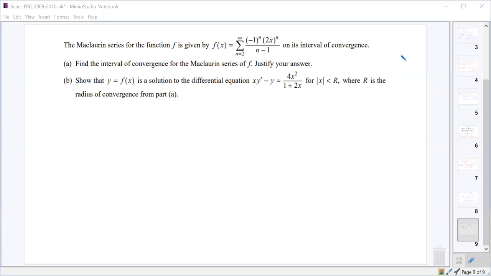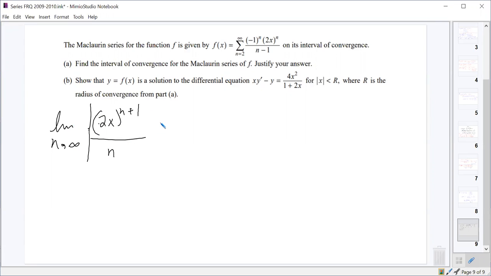All right, so for part A, finding the interval of convergence, we just set up a ratio using the ratio test. So since those are not all positive terms, take the absolute value, and when we take the absolute value, that -1 to the n will become insignificant, right? So we're going to have 2x to the n plus 1 over n plus 1 minus 1, which should just be n.